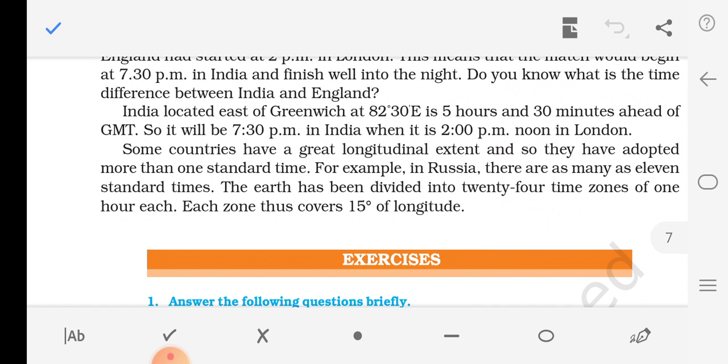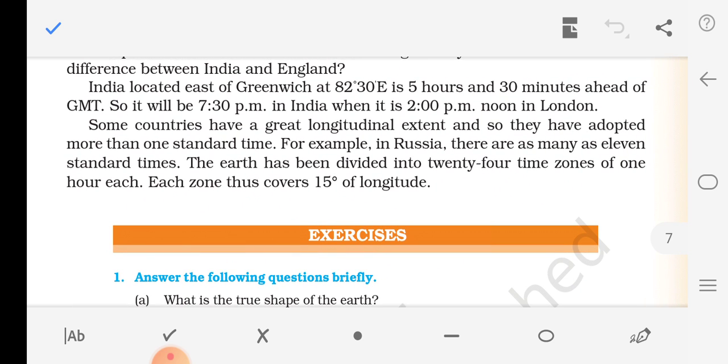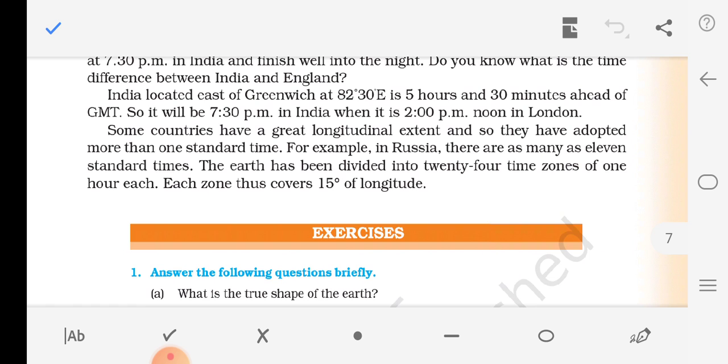Some countries have a great longitudinal extent, and so they have adopted more than one standard time. For example, in Russia, there are as many as 11 standard times. The earth has been divided into 24 time zones of 1 hour each. Each zone thus covers 15 degrees of longitude.